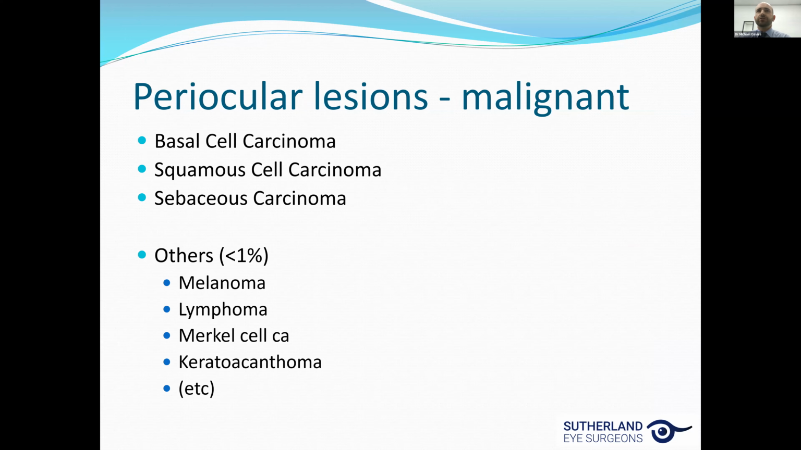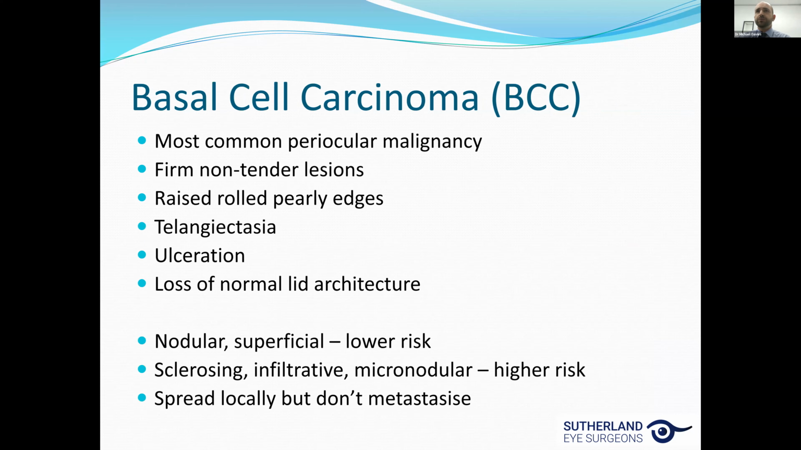So BCC, so I often give this talk to optometrists, so you'll be well across a lot of this stuff, but just to recap, most common periocular malignancy, often firm non-tender lesions. Classically, they have raised, rolled, pearly edges, particularly in the nodular subtype. They can have abnormal blood vessels on the surface, ulceration, and loss of normal lid architecture, so namely lash follicles, meibomian glands, hair follicles, etc.